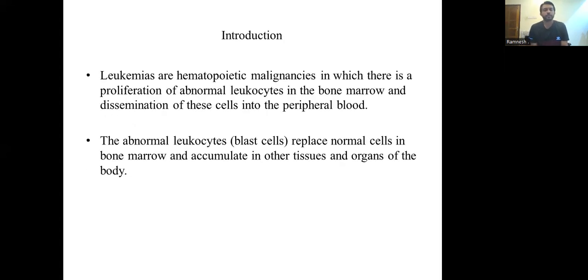To start with, leukemias are hematopoietic malignancies in which there is a proliferation of abnormal leukocytes in the bone marrow and dissemination of the cells into the peripheral blood. The abnormal leukocytes replace normal cells in bone marrow and accumulate in other tissues and organs of the body.